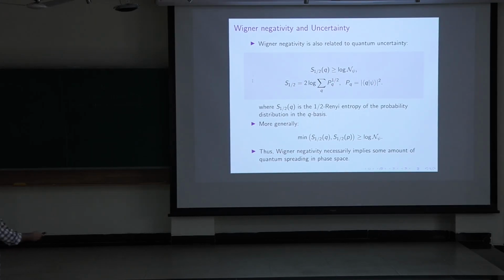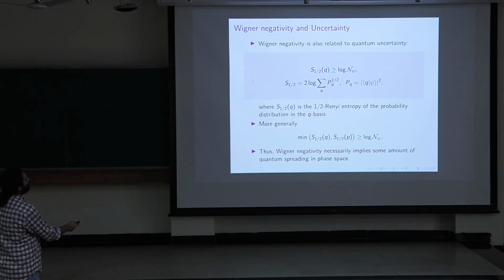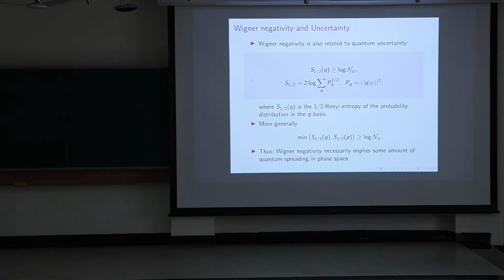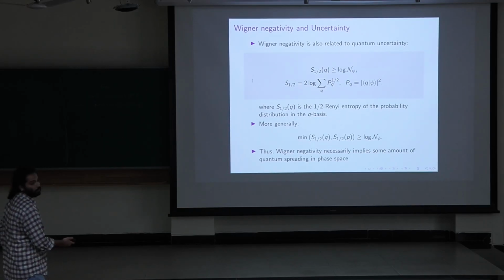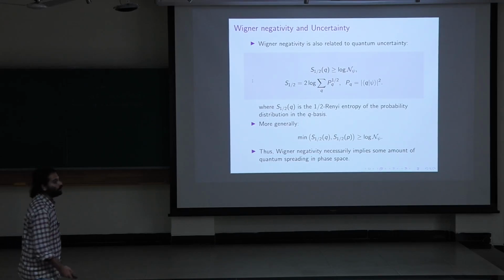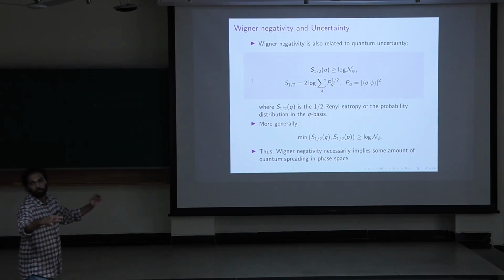You can show that this half-Renyi entropy of the probability distribution in Q is always lower bounded by the log of the negativity. So if the negativity is 1, namely the state is Wigner positive, the right hand side is 0, this inequality is trivial. But if you have a non-trivially Wigner negative state, then the right hand side is positive, and that tells you that this distribution has to have some spread.